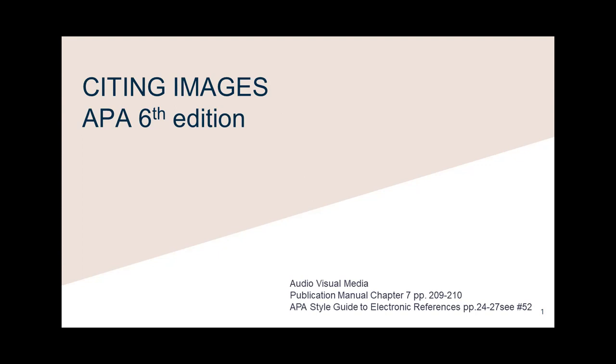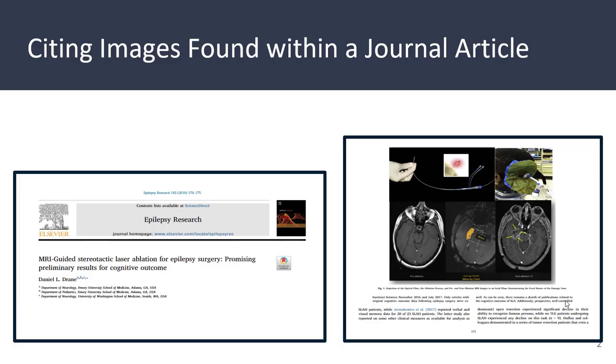The publication manual talks about audiovisual media in Chapter 7, beginning on page 209. You can also look to the Guide to Electronic References, and I would pay particular attention to entry number 52. That's what I used as a guide. But I also used other pages, and I try to reference them on some of the slides, but I want to first talk about citing images within a journal article.